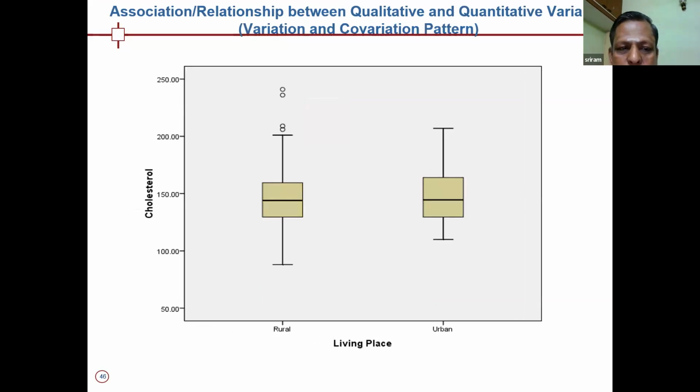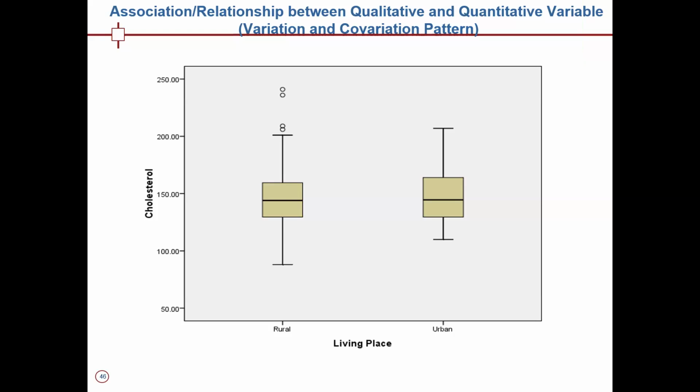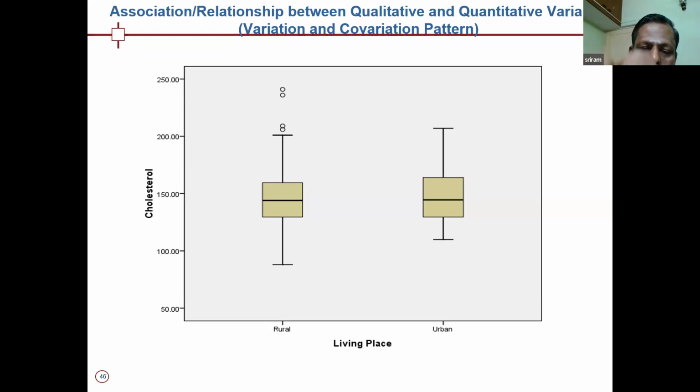Same living place and cholesterol, which I showed as a table. Now I show it as a box plot. So what do you infer from this box plot? See, there are some outliers in the rural group. What you have to do is go back to that outlier value and check whether it is really correct. Maybe due to some error or wrong measurement, it may happen.